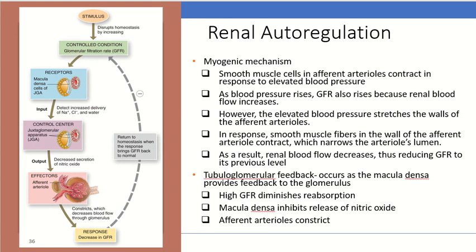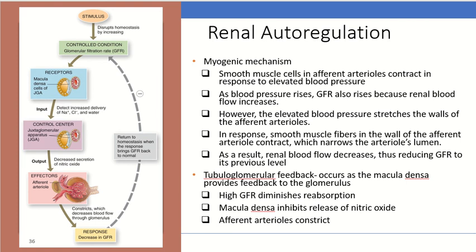However, the elevated blood pressure is going to cause the walls of the afferent arterioles to stretch. And so in response to the stretching, smooth muscle fibers in the walls of the afferent arterioles are going to contract. This then narrows the arteriole's lumen, and as a result, the renal blood flow is going to decrease, therefore reducing our glomerular filtration rate to the previous level.